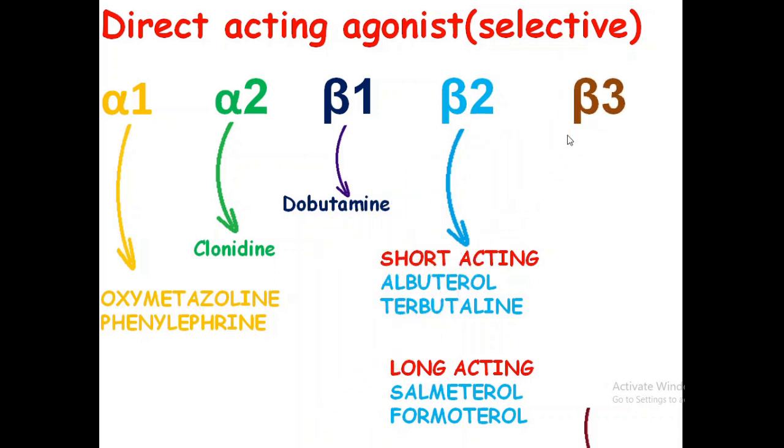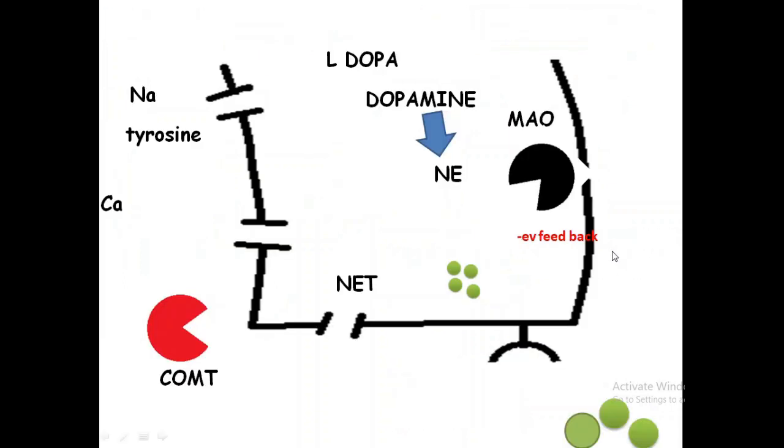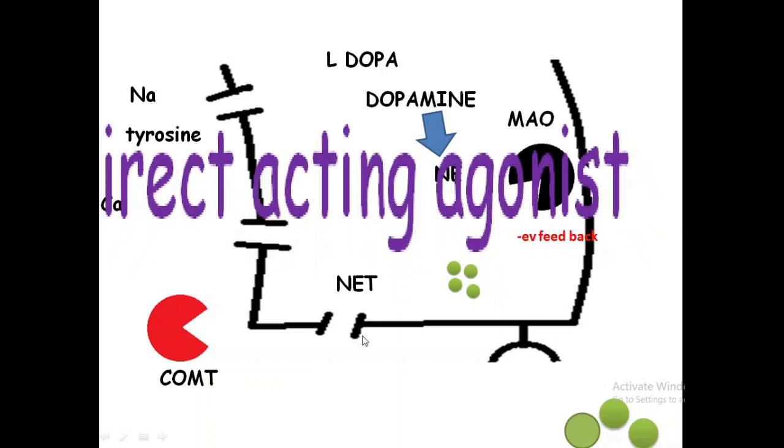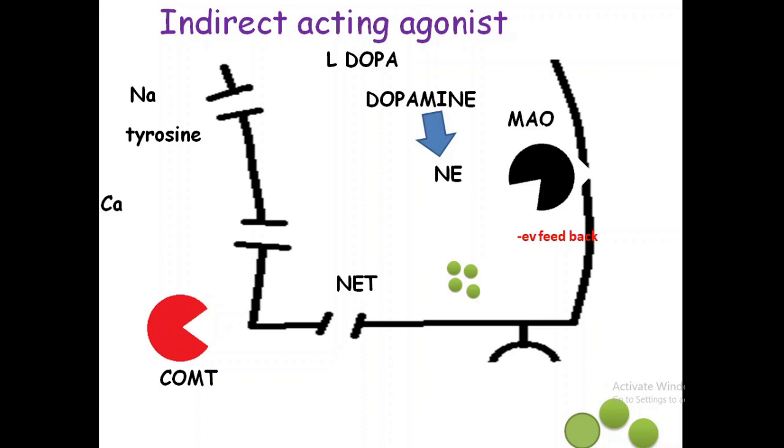Finally, we have beta 3 selective agonists, namely mirabegron, which stimulates beta 3 receptors on the surface of detrusor muscle, leading to relief of symptoms of overactive bladder. So that's it for direct acting agonists.